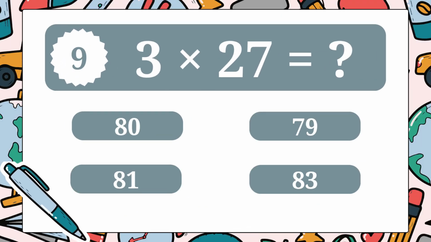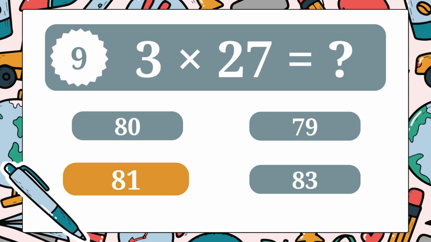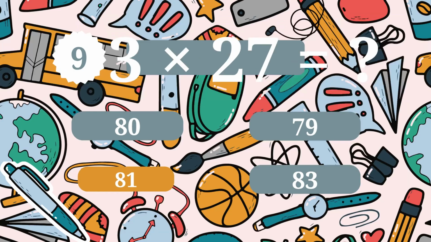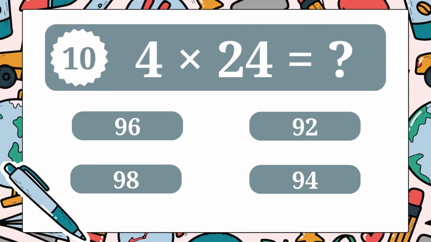Question 9. What is 3 times 27? 81. Question 10. What is 4 times 24? 96.